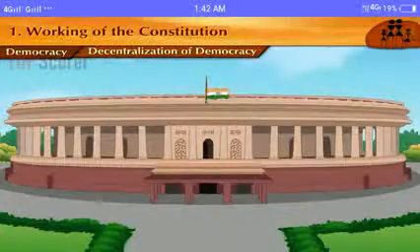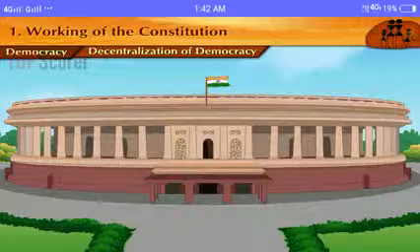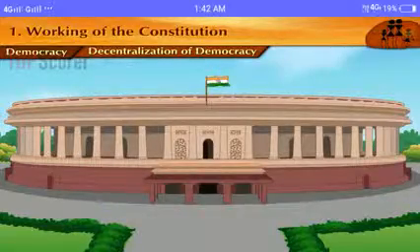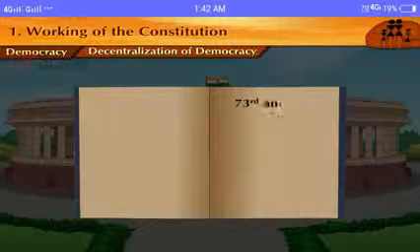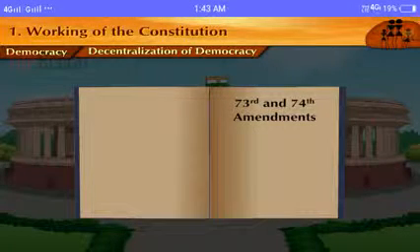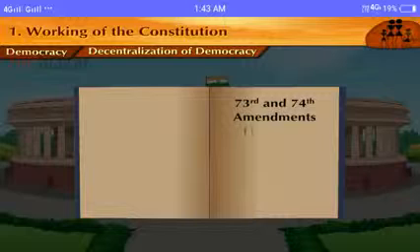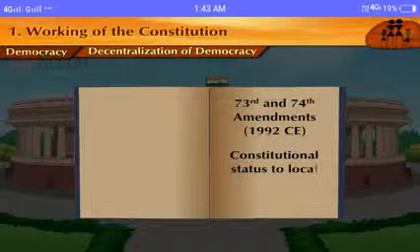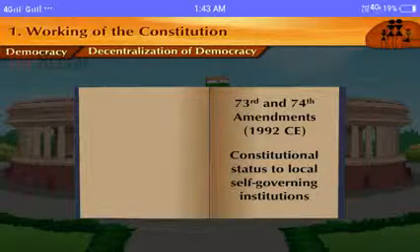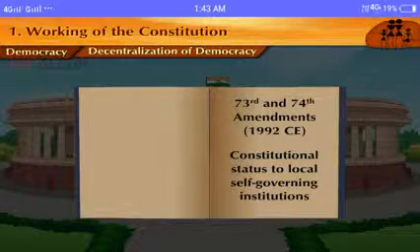After independence, several attempts were made for democratic decentralization in this direction. One such important attempt was the 73rd and 74th Amendments to the Indian Constitution in 1992 CE, which gave a constitutional status to local self-governing institutions whilst increasing their powers.